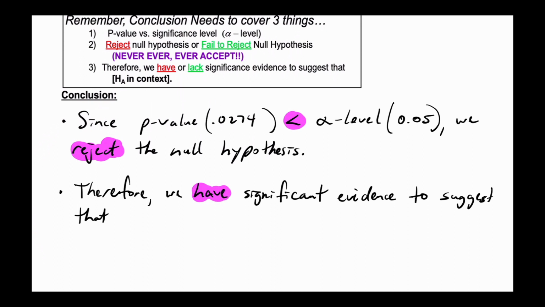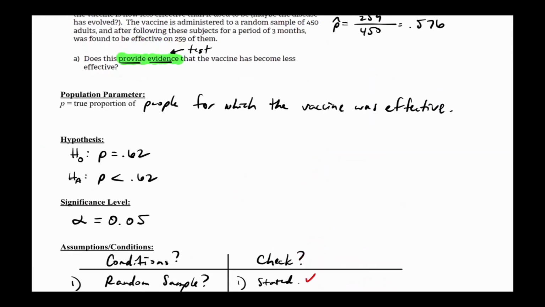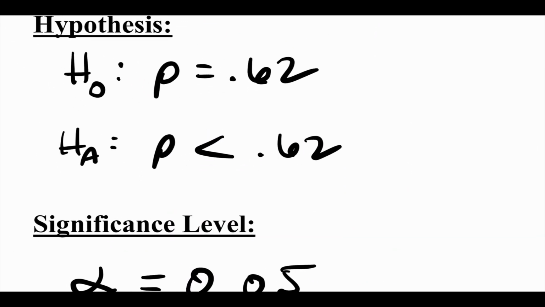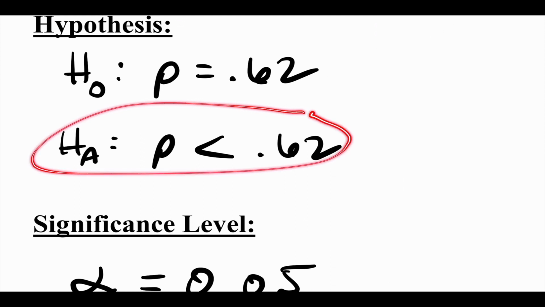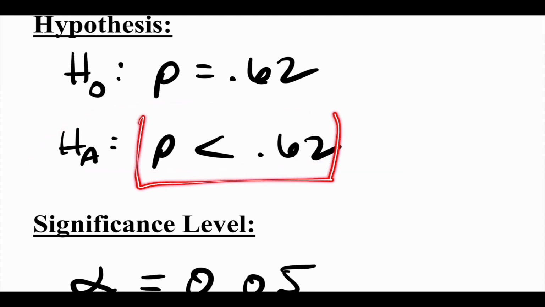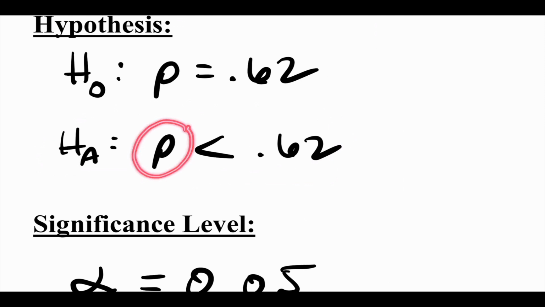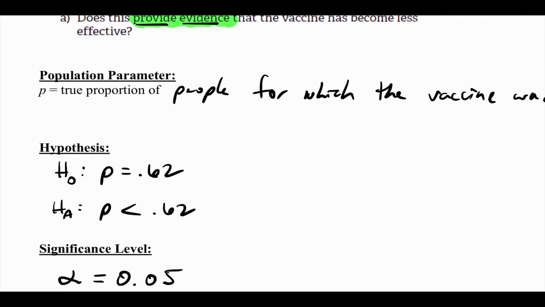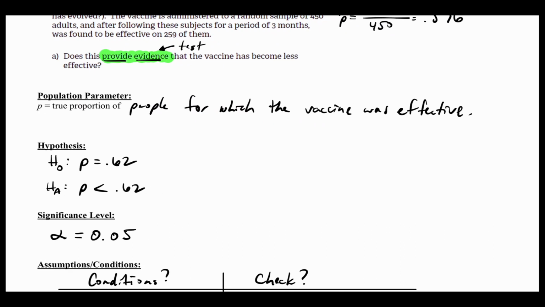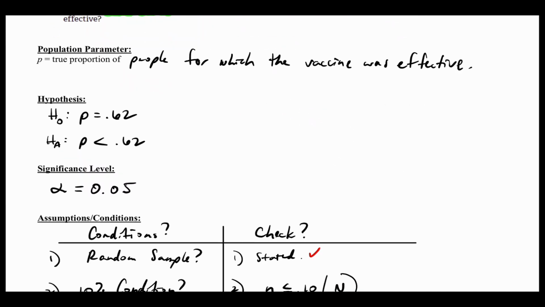H sub A in context. H sub A is the alternative hypothesis, right? The alternative hypothesis is right here. We have to put that in words. Last thing we have to do is put this in words. That means in context. So how do we say this in context? So what does P represent? P represents the proportion of people for which the vaccine was effective. Is less than 0.62, which means it's less effective. Okay, so we got to put that in words.